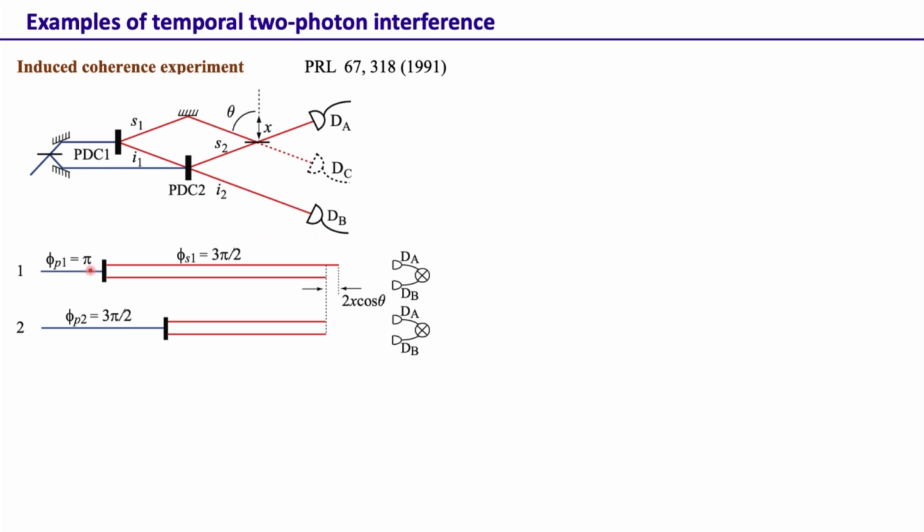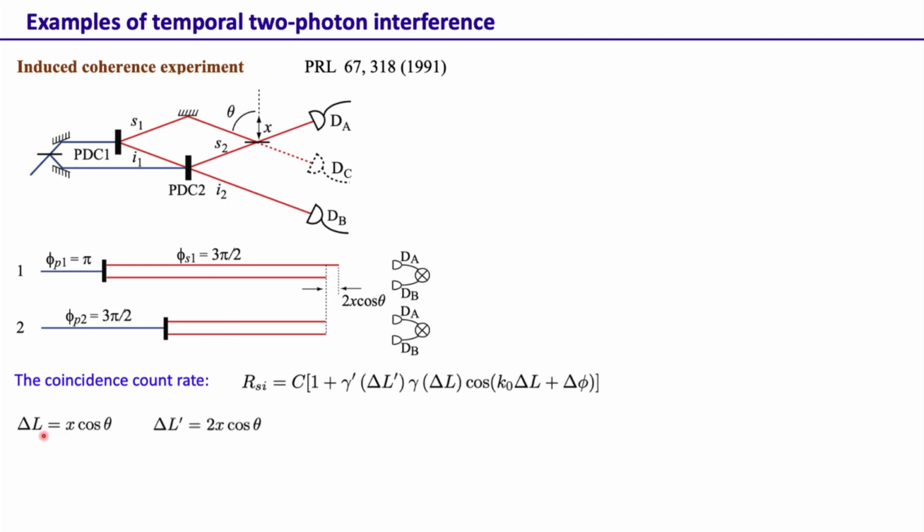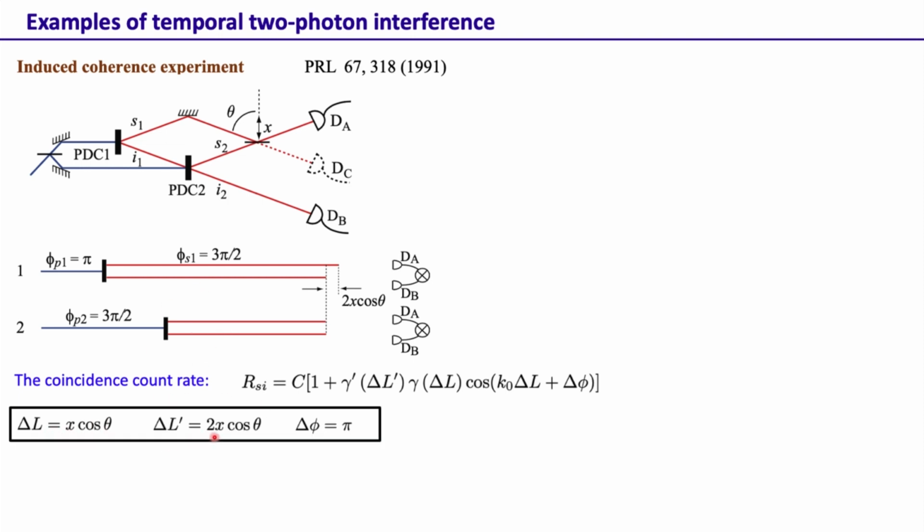So in that case, we can represent the two alternatives that lead to coincidence detection in this manner, and then it's easy, this is our coincidence count rate, and in this case we can actually show the delta L is x cosine theta, delta L prime is twice x cosine theta, delta phi is pi. So in all these two photon interference experiments, one simply needs to calculate delta L prime and delta phi, put in here, and that is the effect one would see. So that's what we have over here, and if we just calculate RAB, for these two detectors, that's 1 minus gamma prime twice x cosine theta, gamma x cosine theta, and cosine k naught x cosine theta.